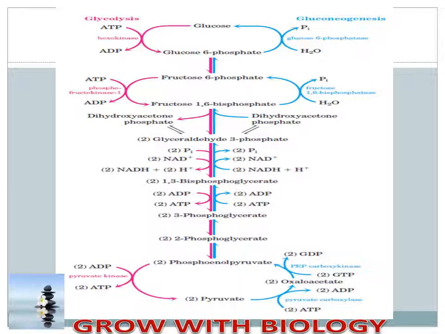Here the role of a new enzyme is required, that is fructose 1,6-bisphosphatase, which converts fructose 1,6-bisphosphate to fructose 6-phosphate. The next reaction is fructose 6-phosphate getting converted to glucose 6-phosphate, which then reconverts to glucose, and this reaction requires glucose 6-phosphatase. So these three enzymes, which are not present in glycolysis, are required in gluconeogenesis, and the presence of these three enzymes can easily convert pyruvate to glucose.